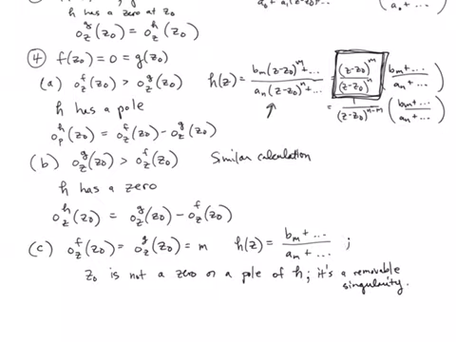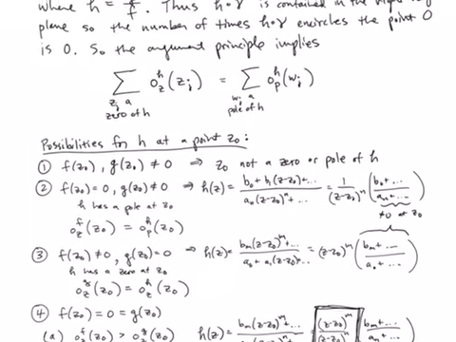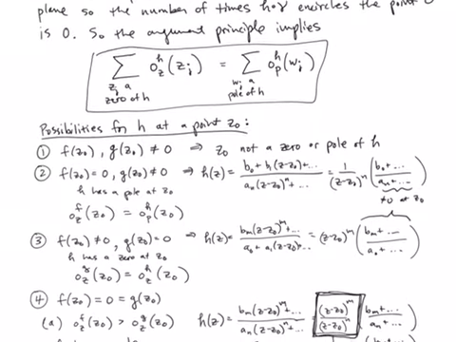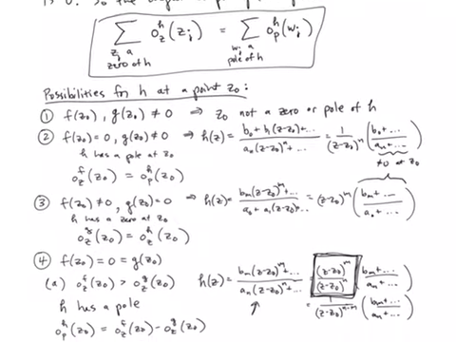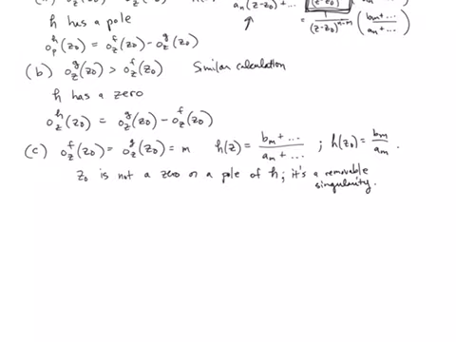And you can see explicitly h at z naught is equal to b sub m over a sub m. So now if we go back, that's all the possibilities for h. And then let's go back to this here. So we have the zeros of h, the orders of the zeros of h, the sum is equal to the sum of the orders of the poles of h. Right, so we have the sum of the orders of the zeros of h is equal to the sum of the orders of the poles of h.